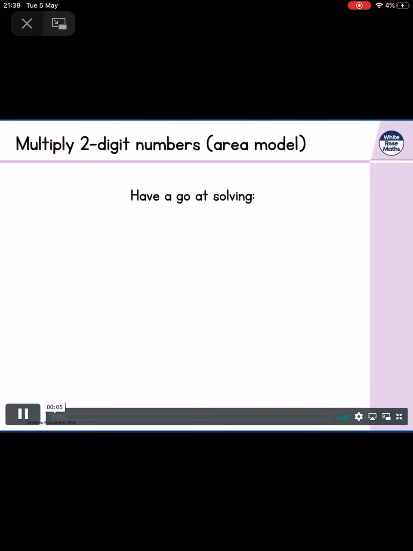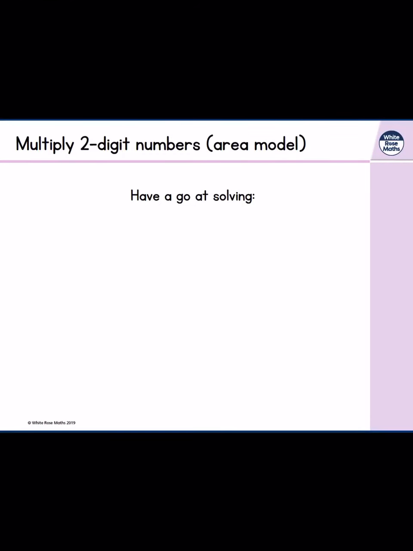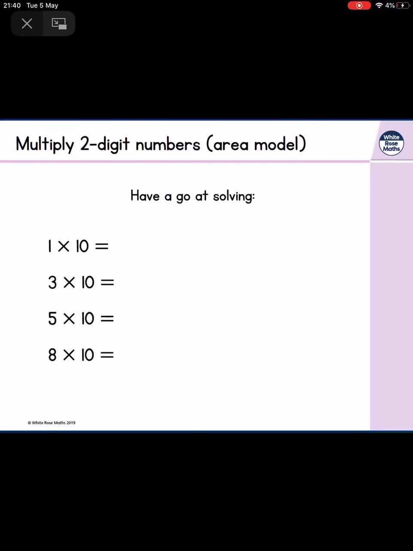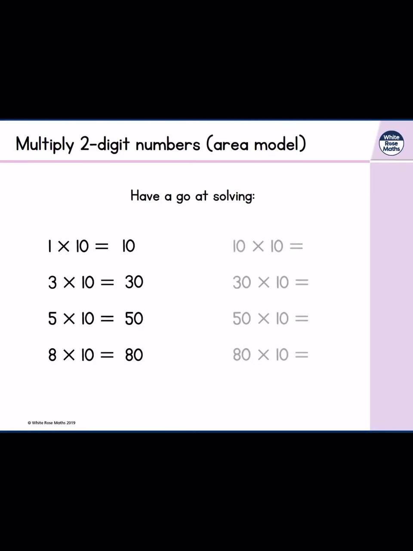2 digits using something called an area model. But before we do, have a go at solving this. Pretty straightforward. Have you got it? Okay, number 1 then. So 1 times 10, 10, 3 times 10, 30, 5 times 10, 50, 8 times 10 is 80. Okay, using that knowledge, have a go at these.